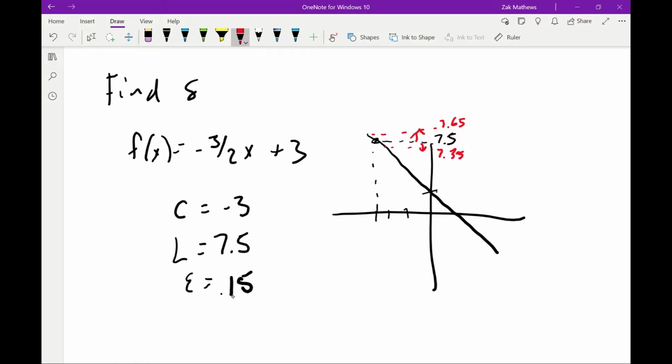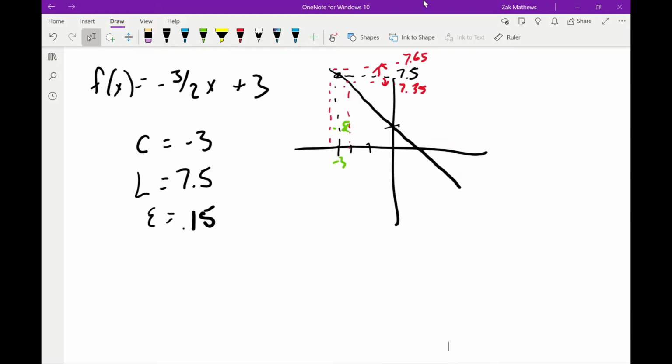We're saying, all right, is there a distance away from x, or from that c value, negative 3, that I could be? Is there a delta I can find that will keep me in those given parameters? Essentially kind of boxing in my point here, boxing in my limit. Is there a delta value that I'm allowed to move by from c so that when I find those new x's, delta units away from the negative 3, it will keep me in between 7.35 and 7.65? So that's what we need to find.